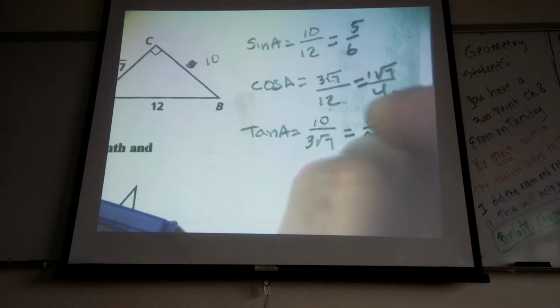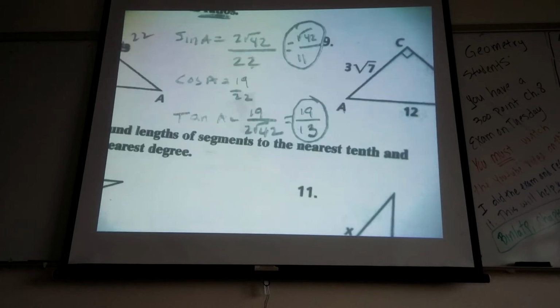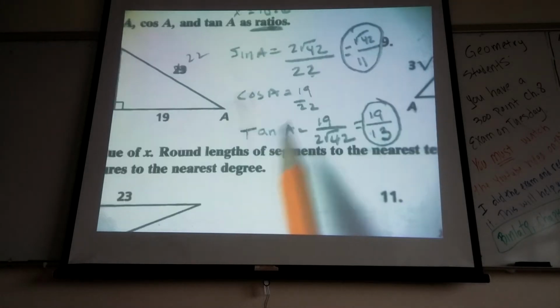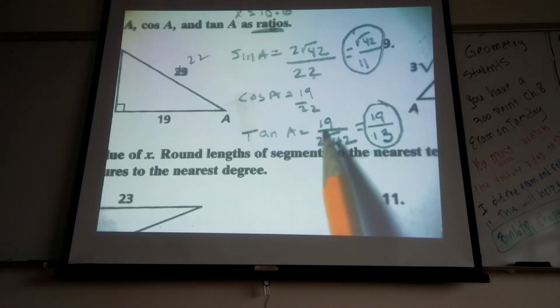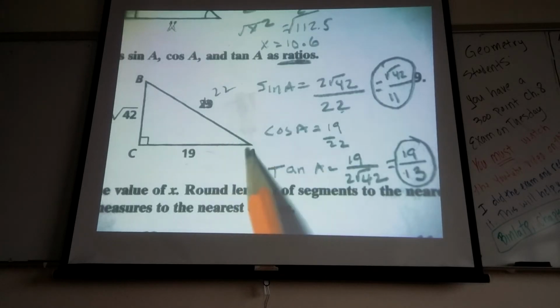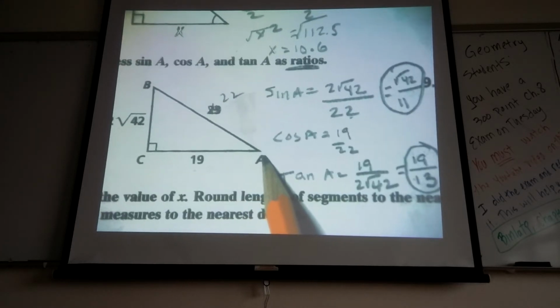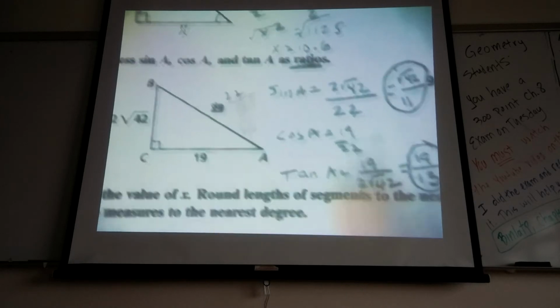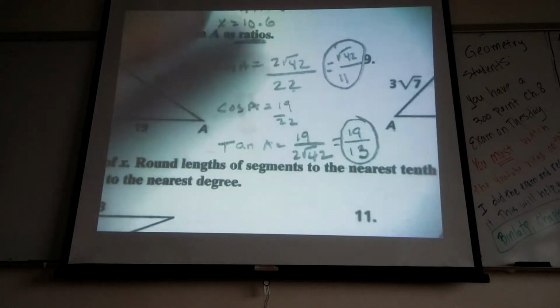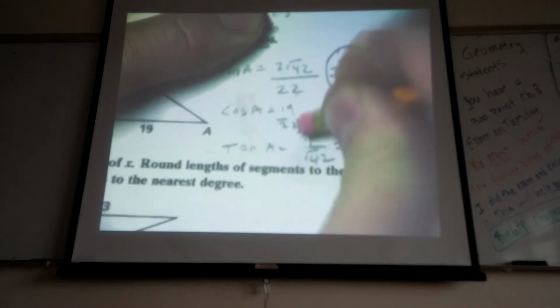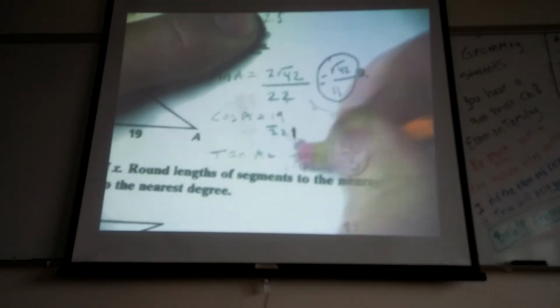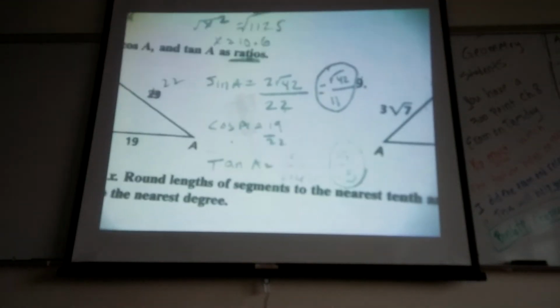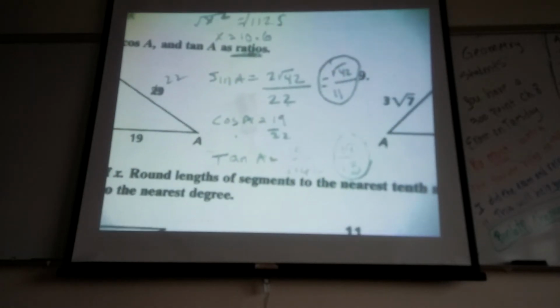Now let's go back to number 8 because I did make a mistake here. On number 8, the tangent is opposite over adjacent. So the tangent of A is opposite, which is this number, over adjacent, which is this one. So I have my ratios backwards. So let's switch this around. Sorry about that. Wish I could go back and fix this, but let's do this.